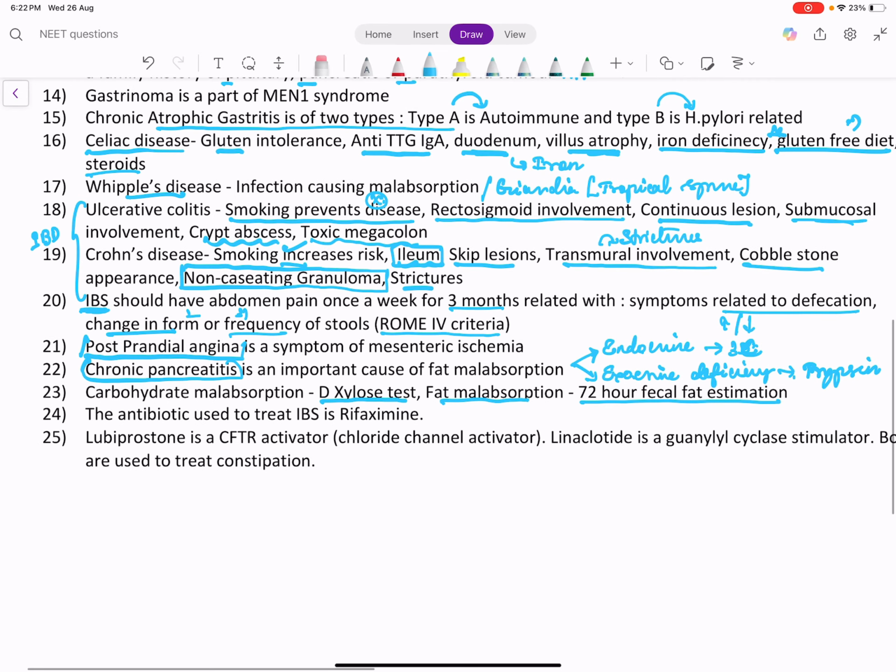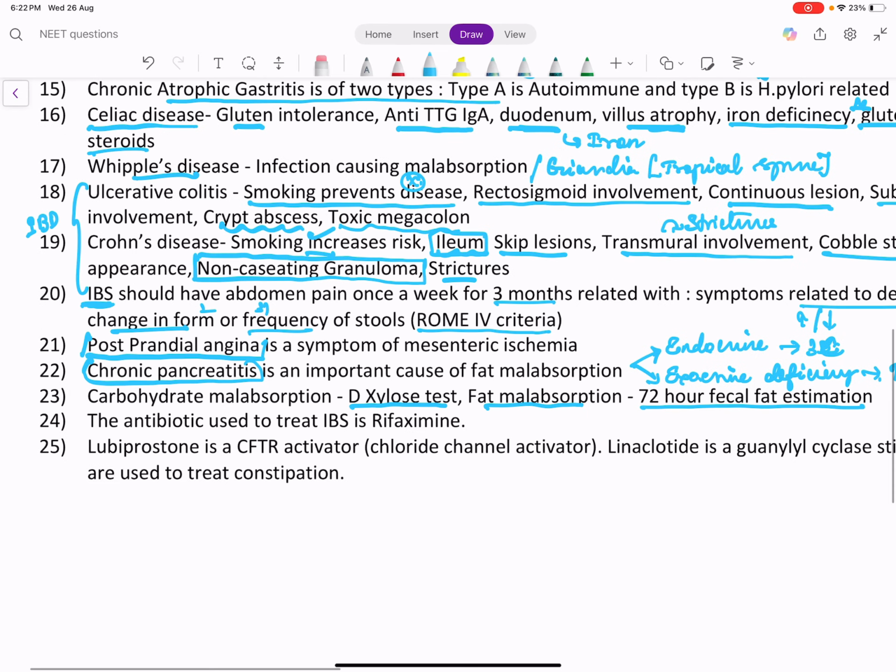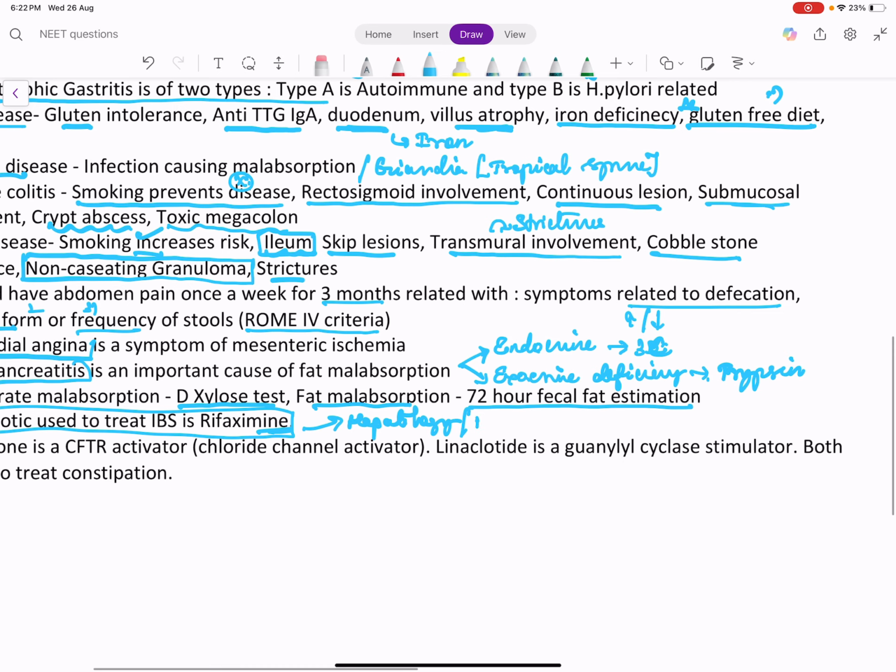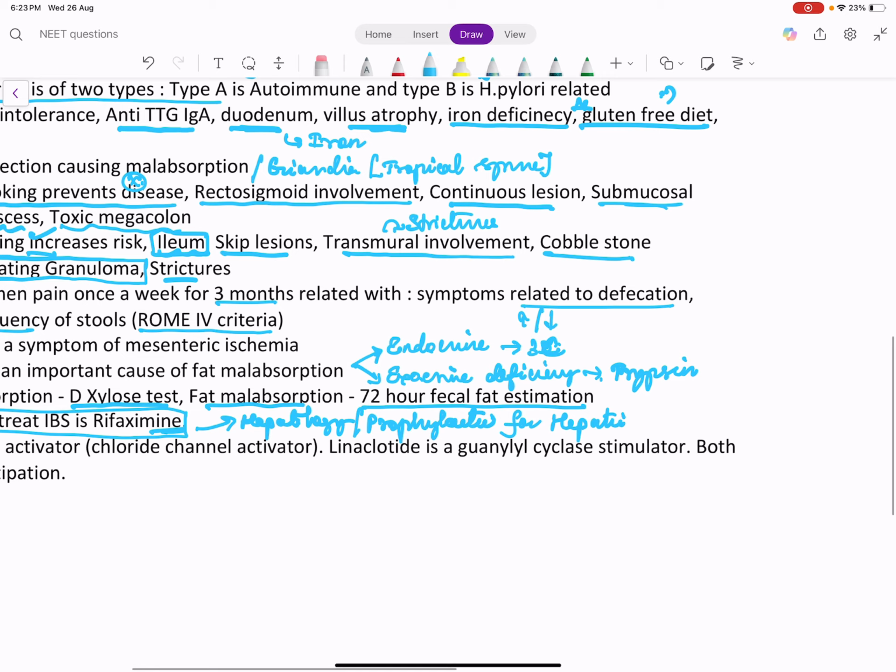So we discussed IBS. One antibiotic which is used to treat IBS is rifaximin. Rifaximin, we know, is a non-absorbable antibiotic which is used in hepatology as a prophylactic for hepatic encephalopathy, because it is a non-absorbable antibiotic.